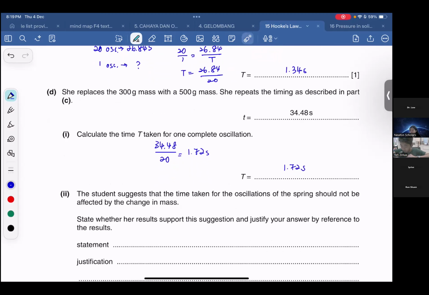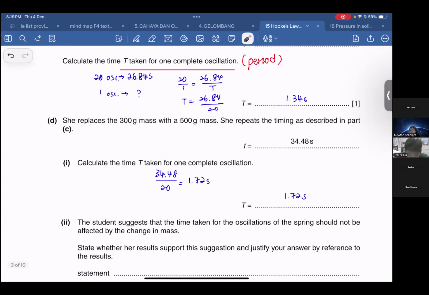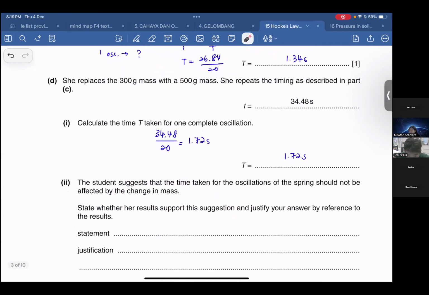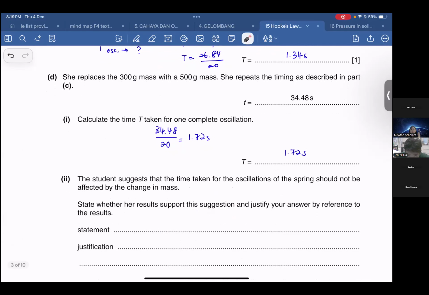Okay, so they say that students suggest that the time taken for the oscillation of the spring should not be affected by the change in mass. Mass changes, it should not change your period. Okay, whether her results support this suggestion or not. She said that, no matter if I use 300 gram or 500 gram, supposedly the time for one complete oscillation should be the same. Did the results support her suggestion? What do you think? Yes or no?